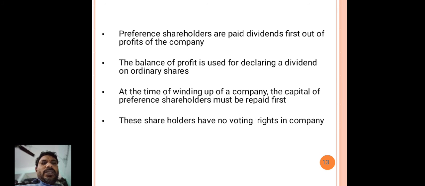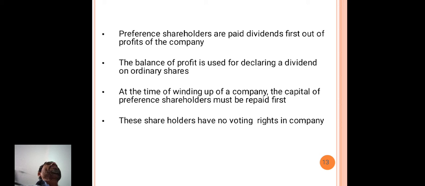Preference shareholders are paid dividends first out of the profits of the company. The balance of profit is used for declaring dividend on ordinary shares. At the time of winding up of a company, the capital of preference shareholders must be repaid first. These shareholders have no voting right in the company.